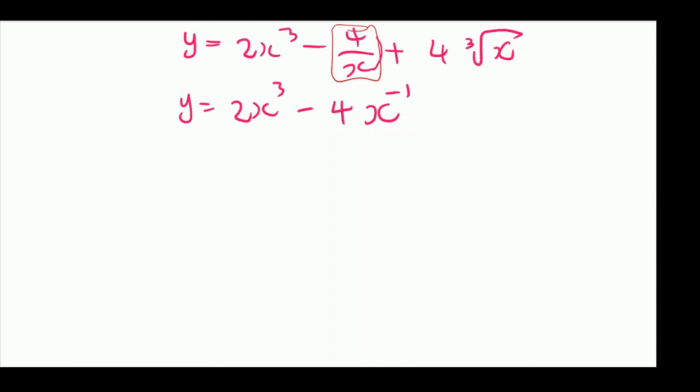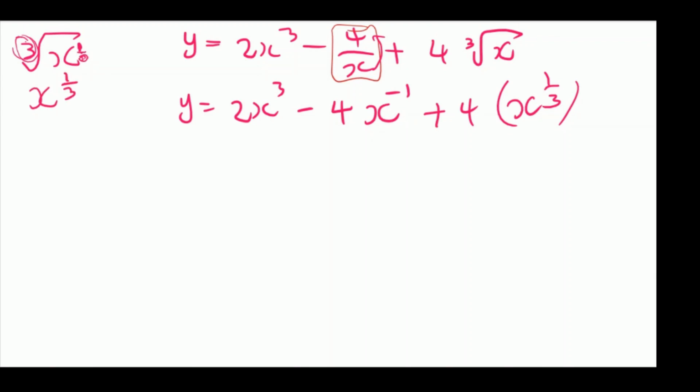So we're going to take this x to the top, and plus 4 multiplied by x to the power of 1 over 3. So how did I find that? When you have the cube root of x, x is to the power of 1, and this is 3. So this 3 is going to go at the bottom here, right? Meaning that's going to be x to the power of 1 over 3. So y equals 2x cubed minus 4x to the power of minus 1 plus 4x to the power of 1 over 3.